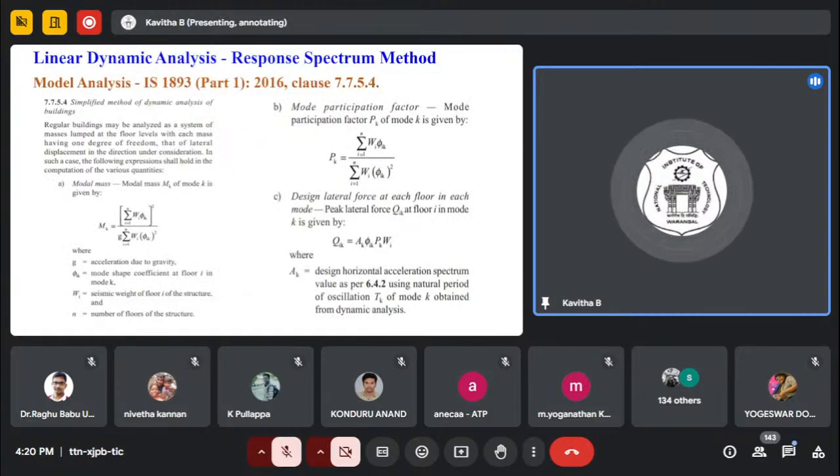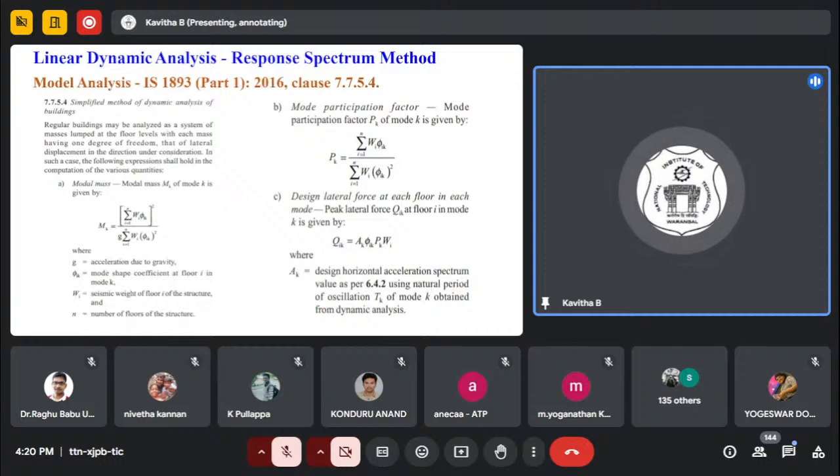Okay, so this is the code which we are using for dynamic analysis, or modal analysis. This MK is nothing but modal mass. Here, how much each floor is going to contribute to the total. It works out like this. This is the modal participation factor. So these things are taken from the IS 1893 code.